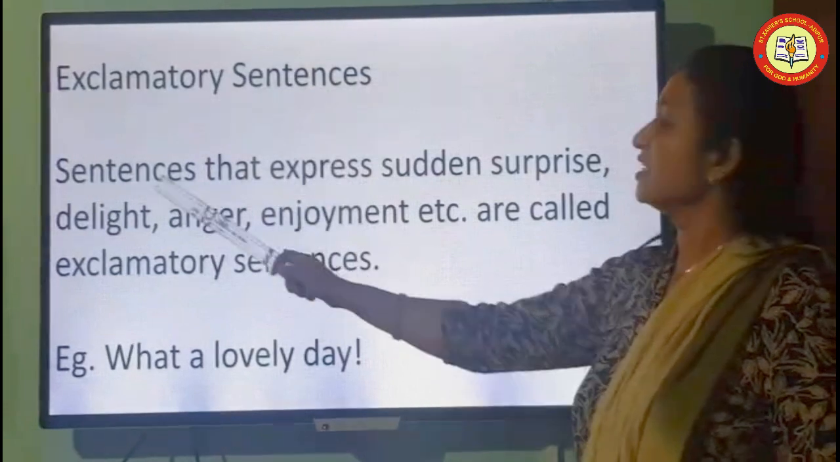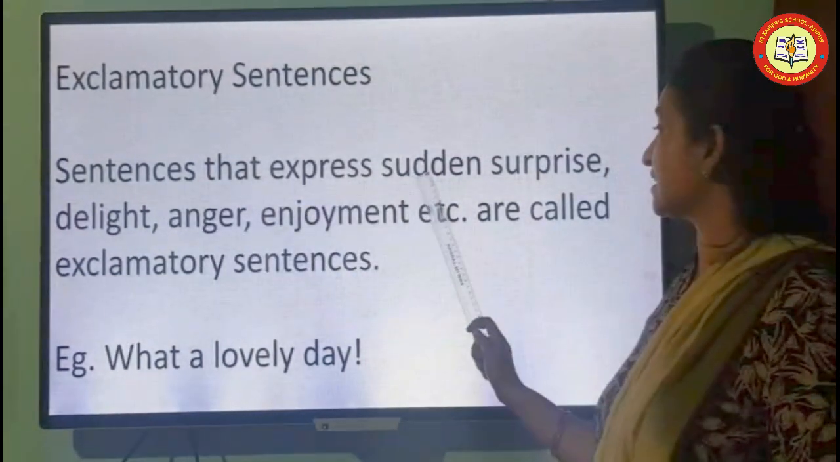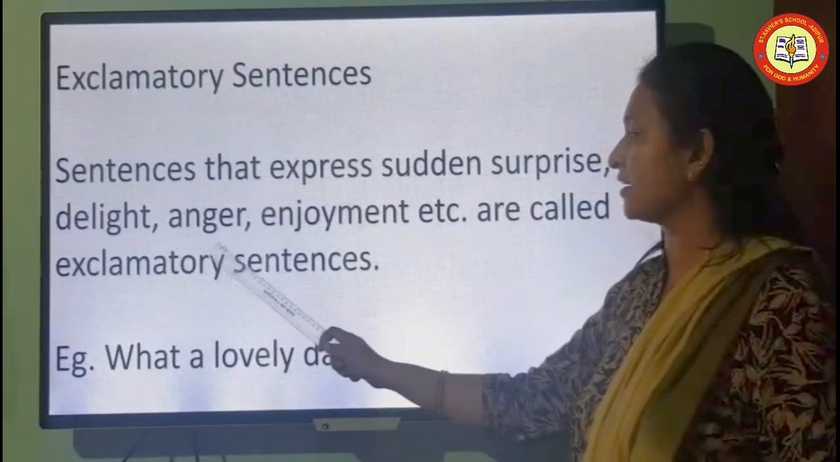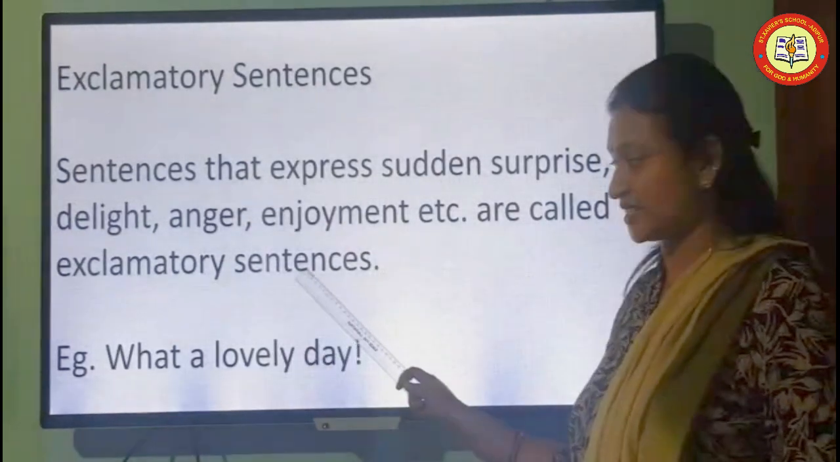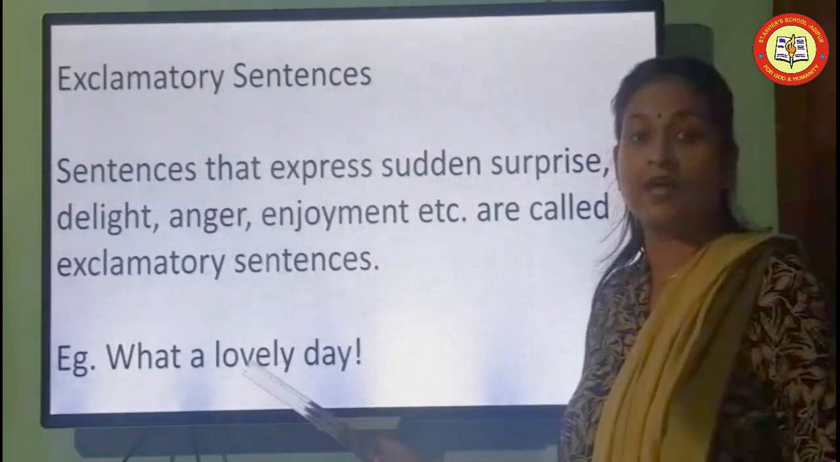Exclamatory sentences. Sentences that express sudden surprise, delight, anger, enjoyment, etc. are called exclamatory sentences. Example, what a lovely day!